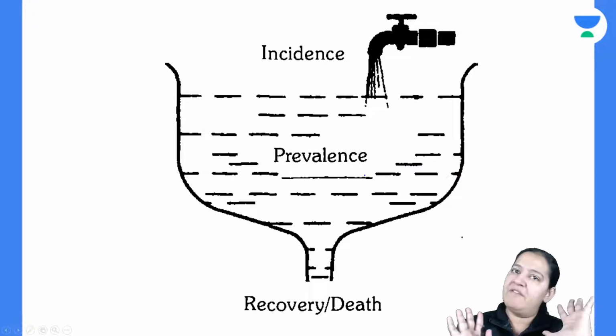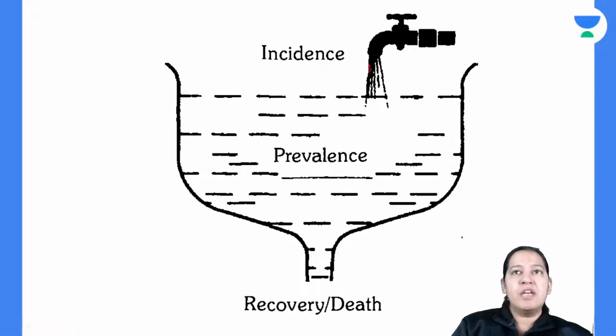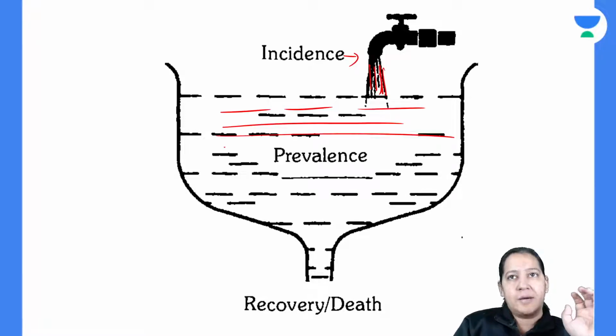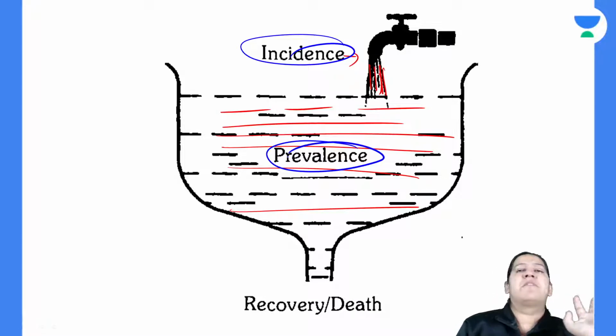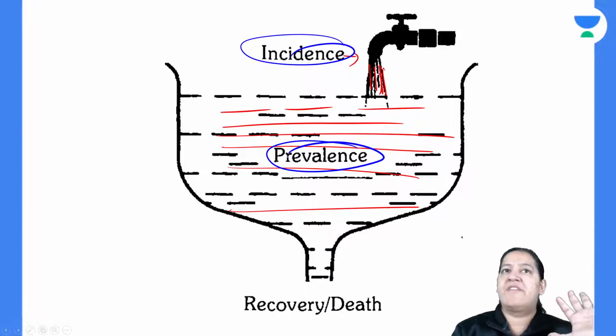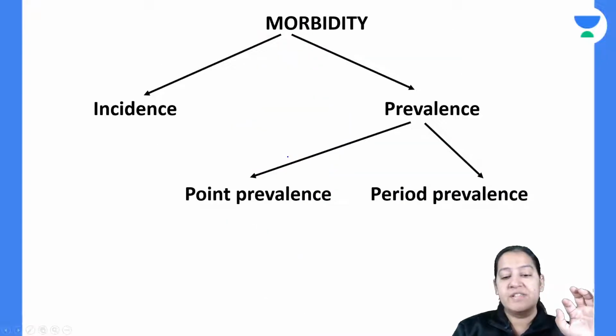So in this diagram, I have already explained what incidence is. The new water coming from the tap is incidence. And new plus old water present in the bucket is the prevalence. So you can understand incidence and prevalence in this beautiful diagram. Now you will never forget. You can draw this diagram in your university exams also.